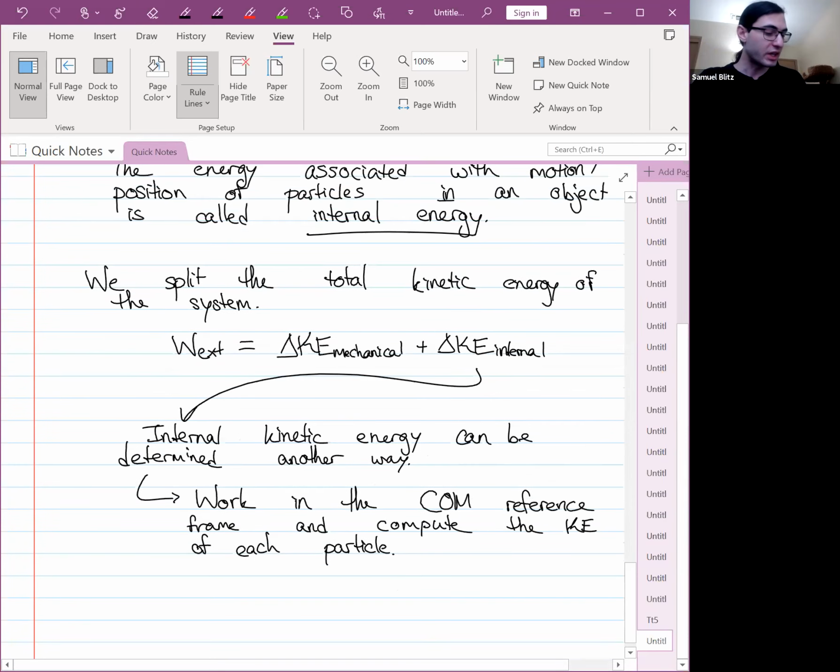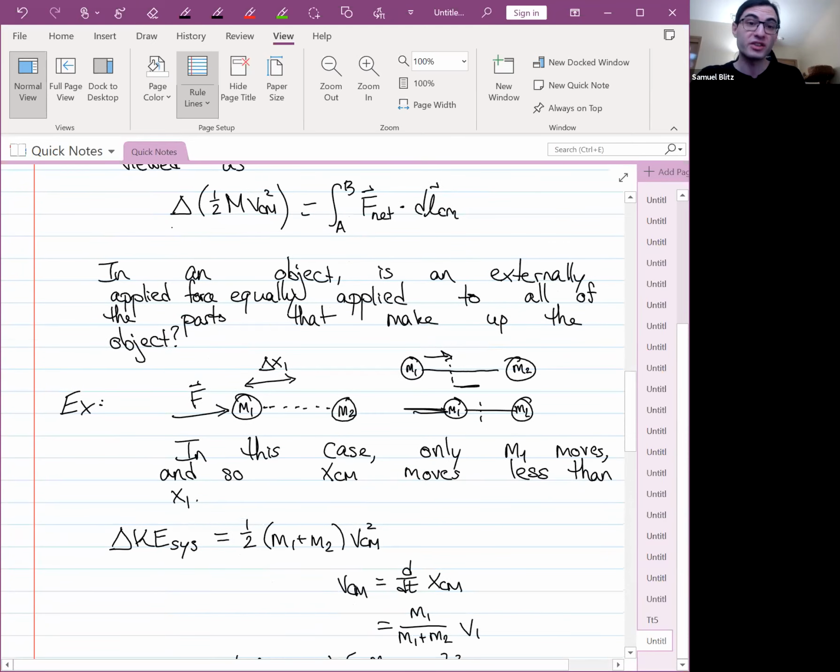So in this case, what we would want to do if we wanted to find the internal kinetic energy is work in the center of mass frame and then figure out what the velocities of the two masses are. And we would find that they both have some contribution because the center of mass frame is moving. M1 would be moving slower in the center of mass frame than it was in the rest frame, and M2 would be moving faster and to the left in the center of mass frame. Sorry, it would also be moving, yeah, it'd be moving to the left. And so you could figure that out by using this notion of relative velocity.